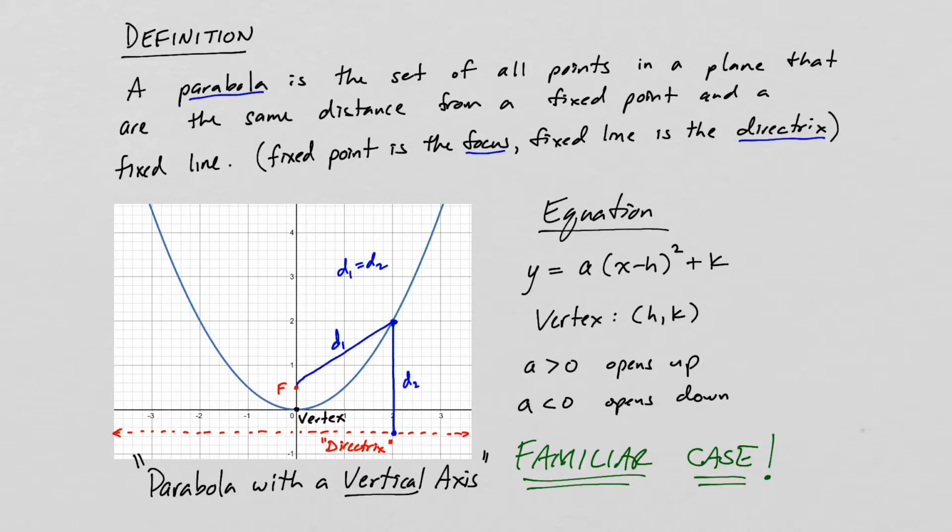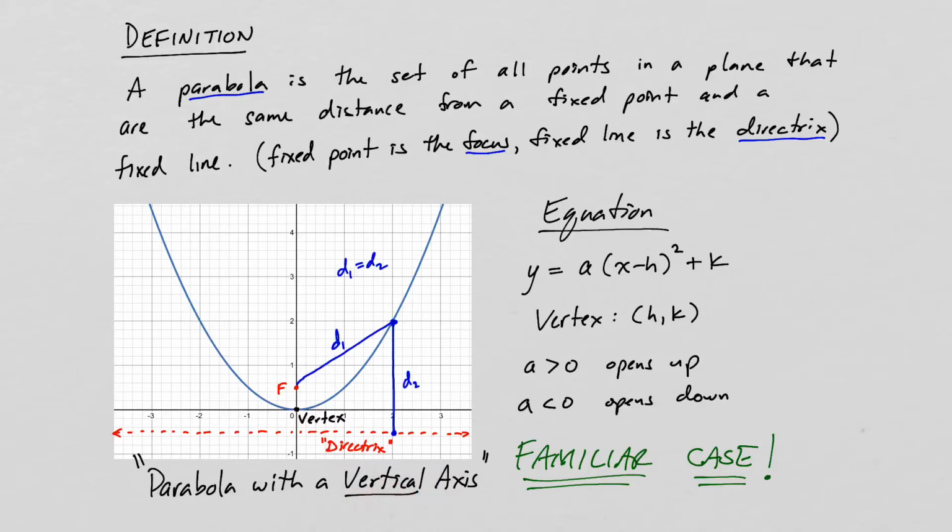But we are going to talk again about the equation of a parabola, and this is review. You already know from chapter 8, when we talked about quadratic functions, the equation of a parabola is y equals a times the quantity x minus h squared plus k. In this case, the vertex is the point (h, k). And you know if a is positive, it opens up, and if a is negative, it opens down. This is what I would say is the familiar case, right? This is a parabola with a vertical axis.